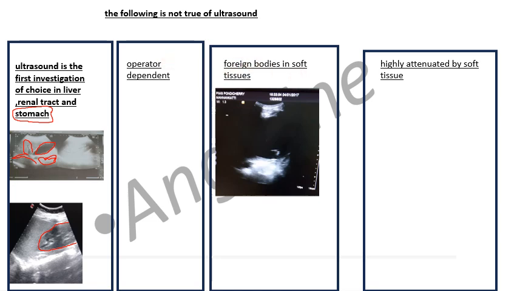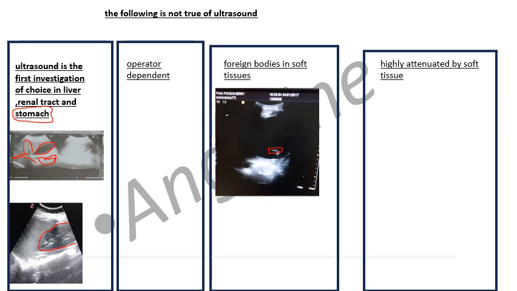Now, can you pick up foreign bodies in soft tissues? Yes, you can pick up. I'll show you this foreign body. In the soft tissue, there is a needle which got embedded, and it is highly attenuated by soft tissue. So what is not true? That should be your answer.